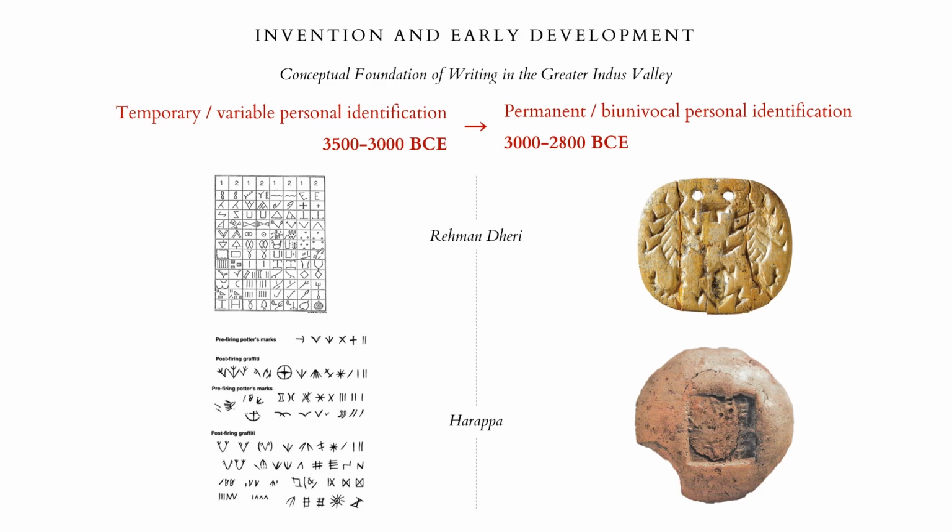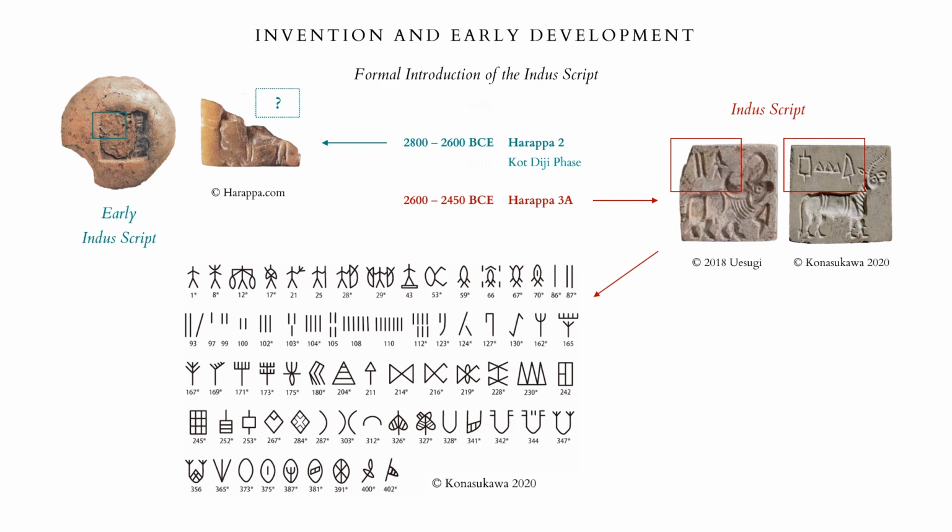In my opinion, the passage of the same corpus of signs from the potter's marks, where they univocally indicated ownership only temporarily, to stamp seals, on which signs were used to permanently and biunivocally signify personal identification, can be regarded as the actual conceptual foundation of the Indus script. And we can firmly date this event between the end of the 4th and the beginning of the 3rd millennium, definitely before 2800 BC.